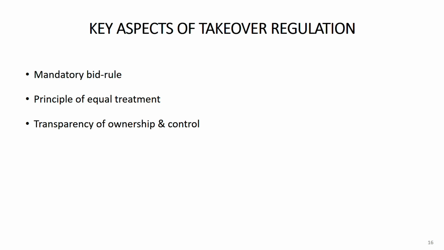Who is owning, who is controlling? All this has to be made very clear. Also, another reason is that this minimizes the agency problem. The agency problem could be minimized because of the transparency of ownership and control.